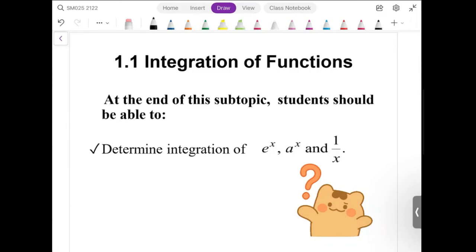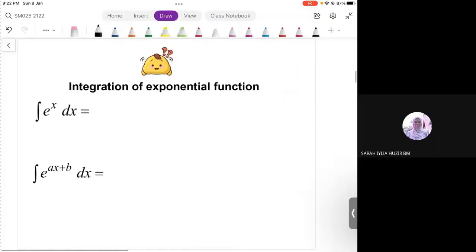In this video, we will discuss how to integrate exponential function and reciprocal function. For exponential function, we have two different types. First one, when we have exponent as our base. So, if we want to integrate e to the power of x, our rule would be copy back the function, so e to the power of x divided by derivative of our power.